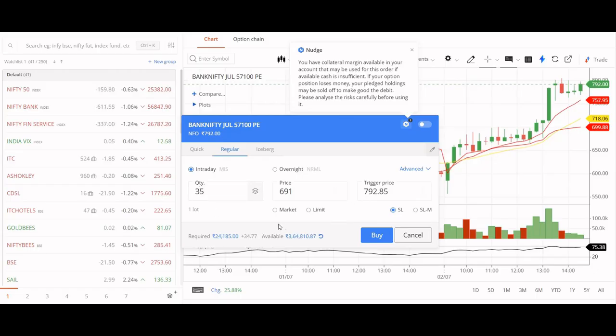So to buy this 35 quantity of Bank Nifty 5700 put option at the price of 691, you need 24,185 rupees approximately. And if you want to buy two lots, you can just buy with the count of 35 only. You can see that from 35 it made to 70, and now it is at 105, and if I want to buy four lots, then the quantity will be 140. You can see that for four lots we need around 96,000 rupees.